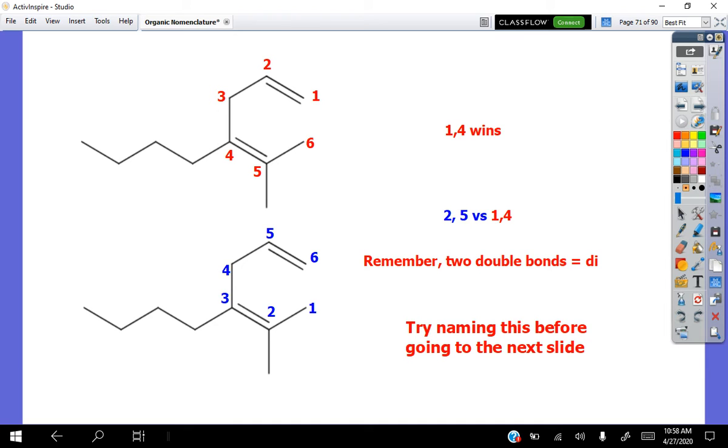So as I said, the 1, 4 would win out over the 2, 5. So we go with that parent chain instead. And I guess I forgot that I had an opportunity for you to name this one, but you'll get the hang of it as we do some more problems.